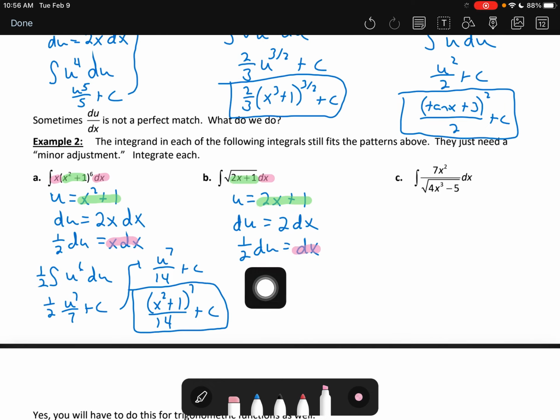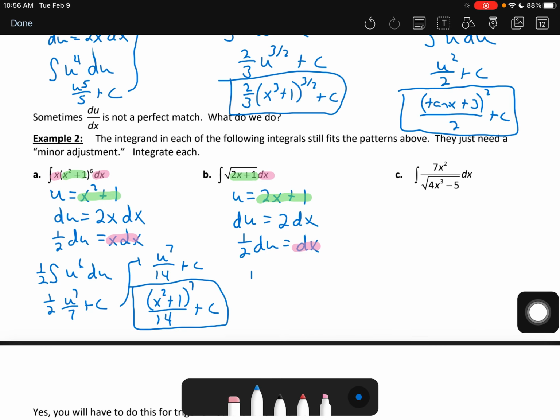So I've got square root of u, and then 1/2 du. The 1/2 can pull out, so I'll have the 1/2 out here, and then square root of u du. And I know how to do an integral of a square root of u, or a square root of anything, and so it's a 1/2 power, so I add 1 to that 1/2, which is 3/2, and divide by 3/2, which is 2/3. So I got a 1/2 here, and then I've got 2/3 u to the 3/2 plus c.